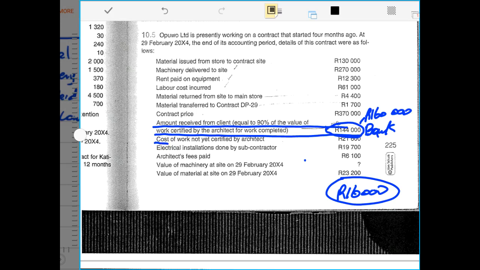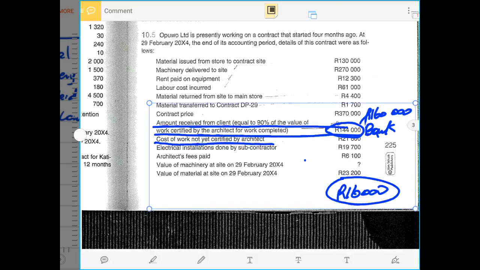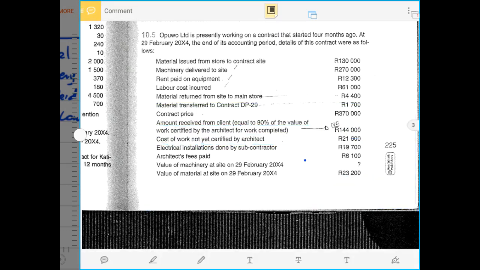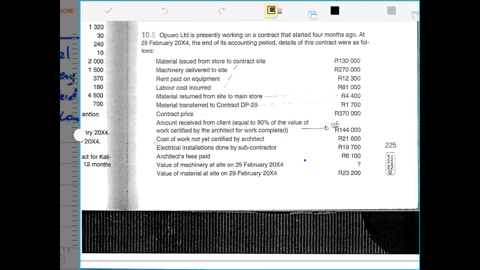The cost of work not yet certified by the architect is 27,000 rands. So now there was work at the end of the period that was not yet certified by the client, and this is the cost of this work. Remember, this is the work that we will sell later on to the client. So now the client will give us cash for this. So now this will be recorded as inventory by the end of the accounting period, because this is an asset to us. It's an inventory.